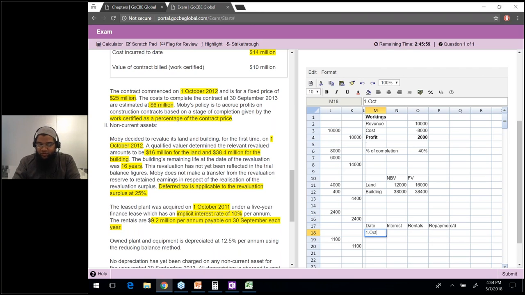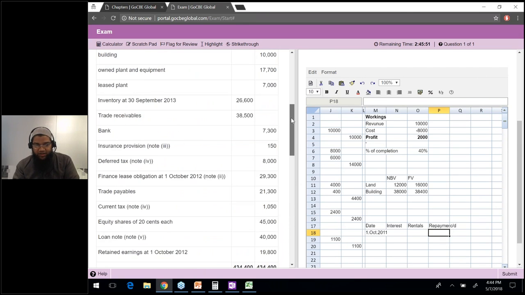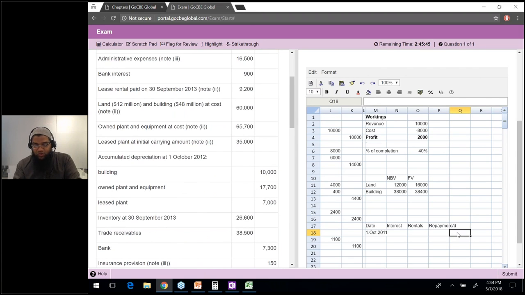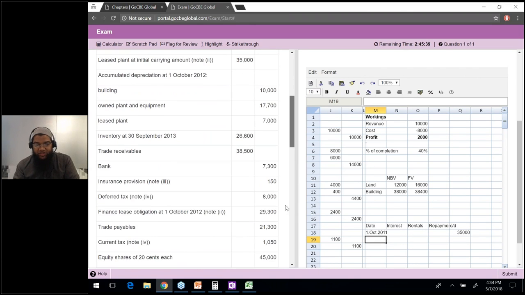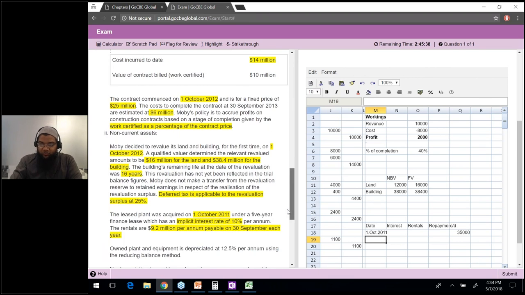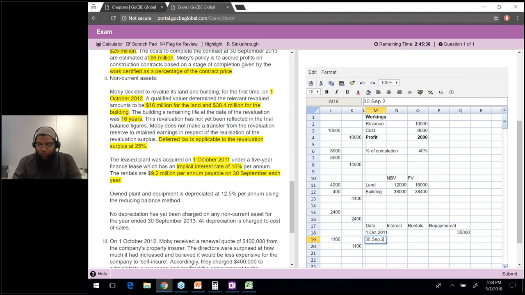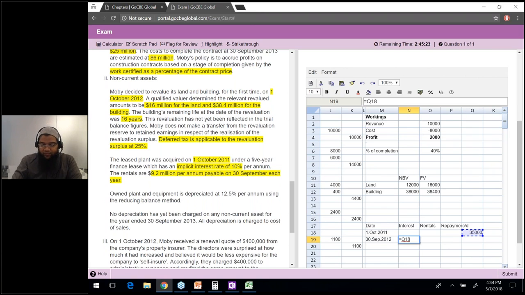So the asset was taken on lease on 1st October 2011. Let's see the value of the asset given in the question. The lease plant at initial carrying amount was 35,000. So the asset was initially taken on lease for 35,000. Now the lease rentals are being paid at each year end by 9.2 million. So the first rentals would have been paid on 30th September 2012, which was the last year. And the interest would have been 10%, with the rentals being 9,200, and out of 9,200, 3,500 is the interest. So the repayment would become, so the carried down would become 29,300.